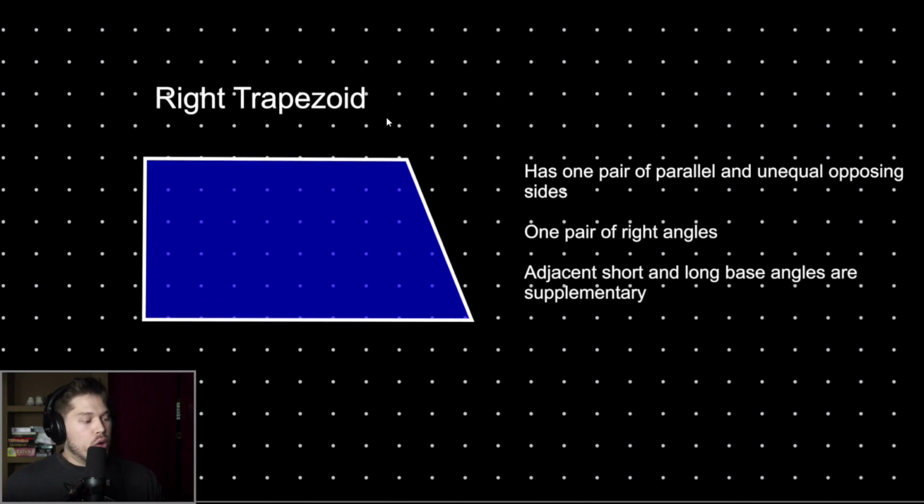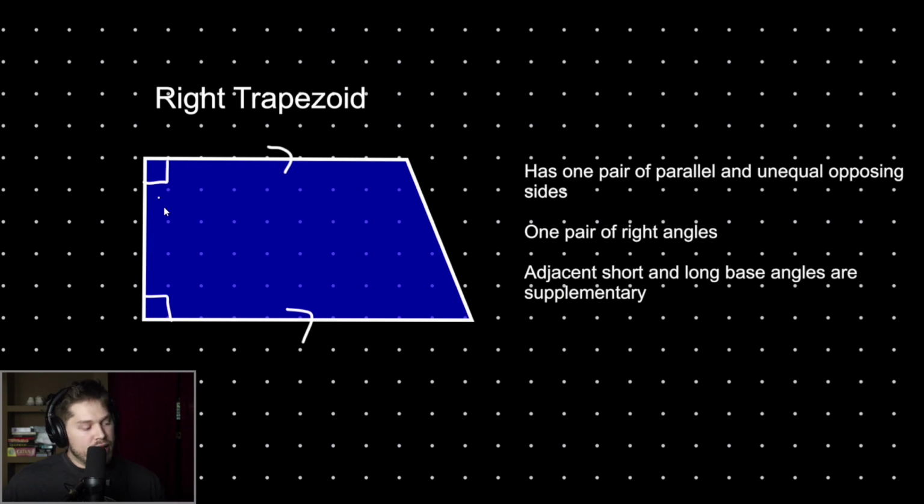Lastly, we have our right trapezoid, and you can probably guess what its characteristics are. A right trapezoid is simply defined by having a pair of right angles. Of course, just like all other trapezoids, it has a pair of parallel lines, and since it's a right trapezoid, it has a pair of right angles, and again, the adjacent short and long base angles are supplementary.